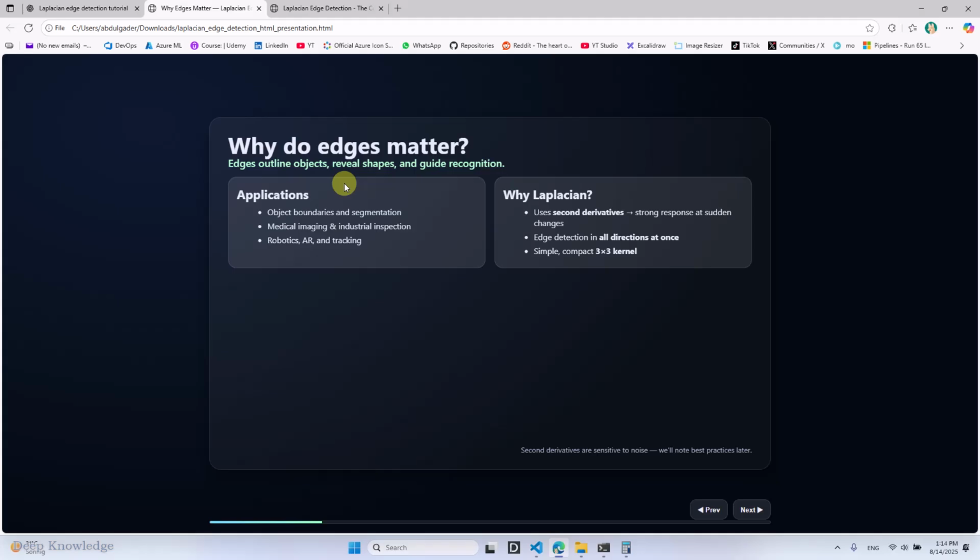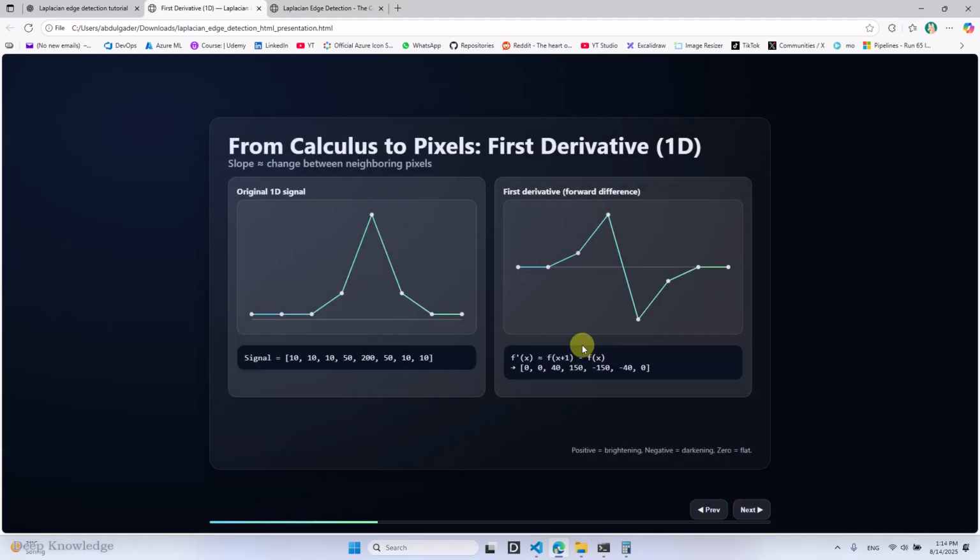The Laplacian uses the second derivative, which gives a strong response at sudden changes. If there are any sudden changes, they will be detected. The edges are detected in all directions at once, and it has a simple 3 by 3 kernel, which we will see.